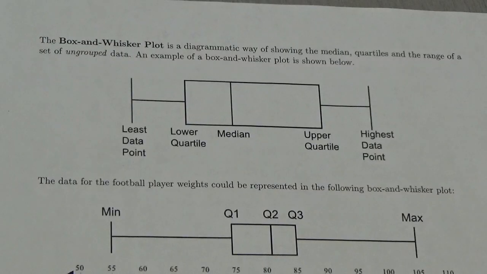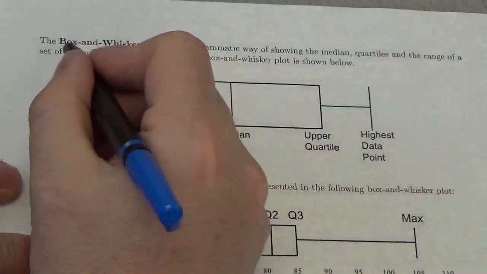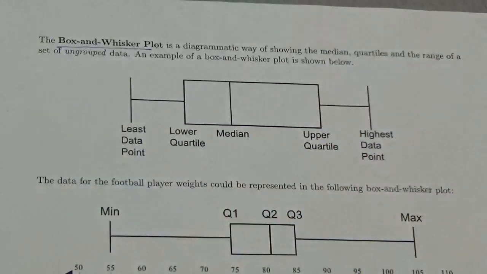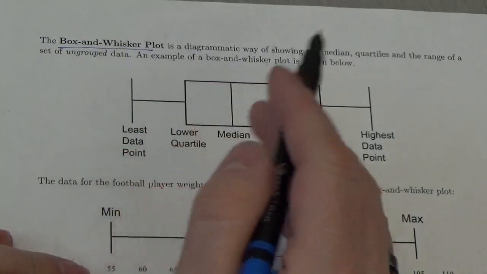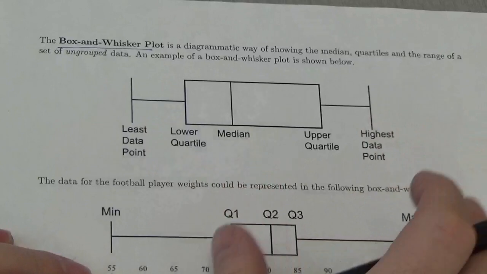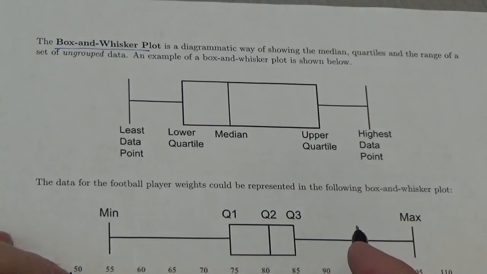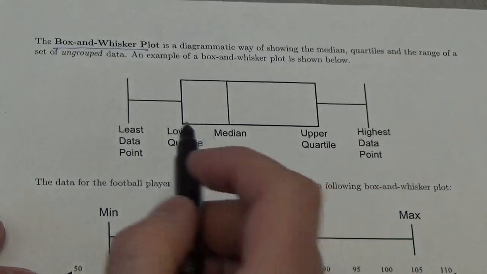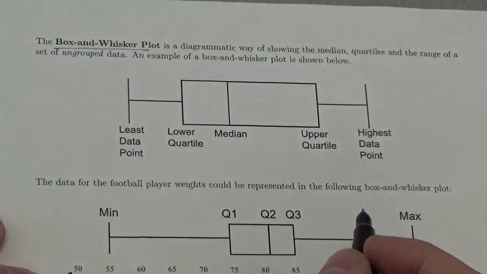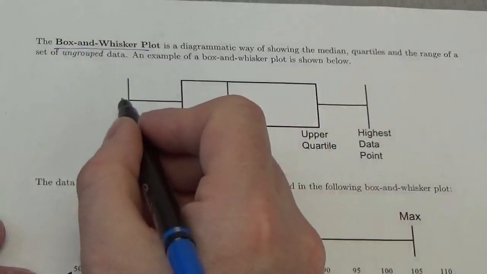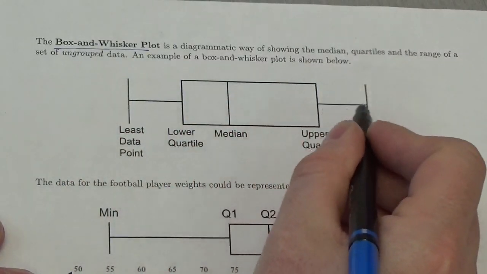Okay, now this kind of leads us to something called a box and whisker plot. And I've tried in the last couple of segments here to hint that this is where we were going. But it's a diagrammatic way of showing the median and the quartiles and the relationship between them, okay? So here's an example of a box and whisker plot. So you'll notice that it's that line that I had drawn there before.